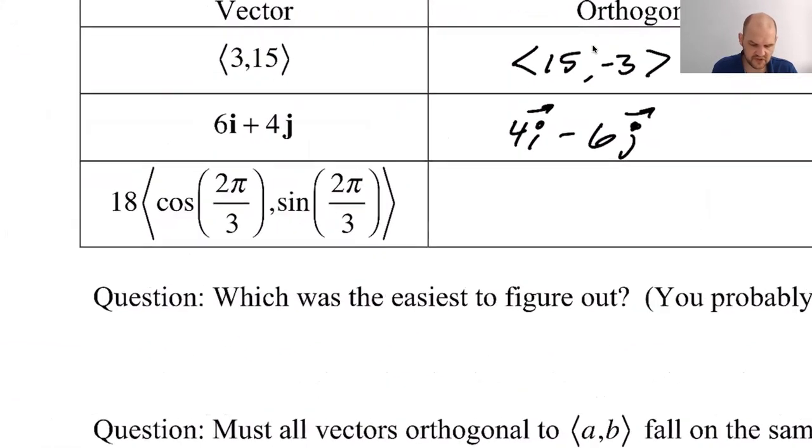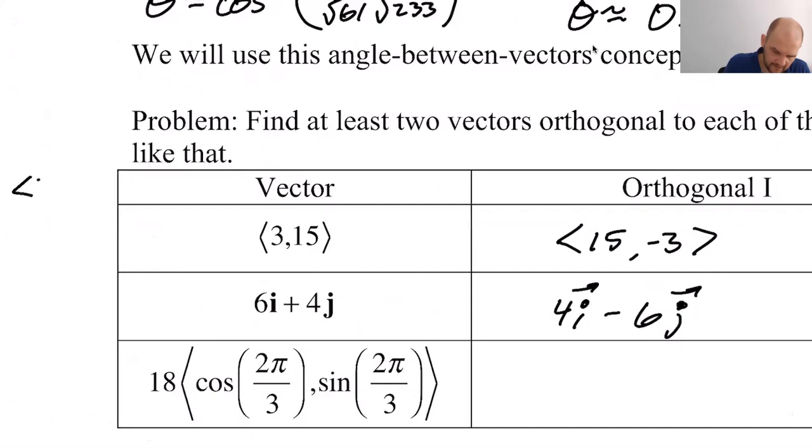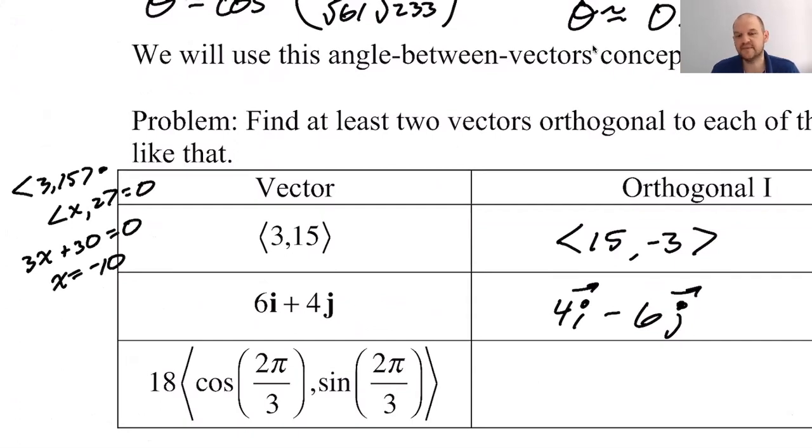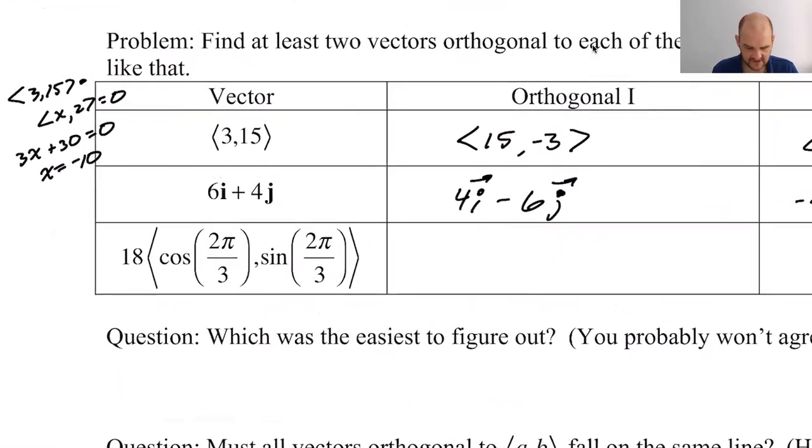You can also do your own thing, right? So 3, 15, for example, I could just say 3, 15 dot x, 2 has to equal 0. So that would be 3x plus 30 equals 0, so x is negative 10. And I'll use the vector negative 10, 2. That's totally an option. You could say 3, 15 dot 25, y, and then solve for y. As long as you only have one degree of freedom, one thing you don't know, one variable, you'll be able to solve that every time. So that's also a way you could approach it. I just don't think you need to in this case.